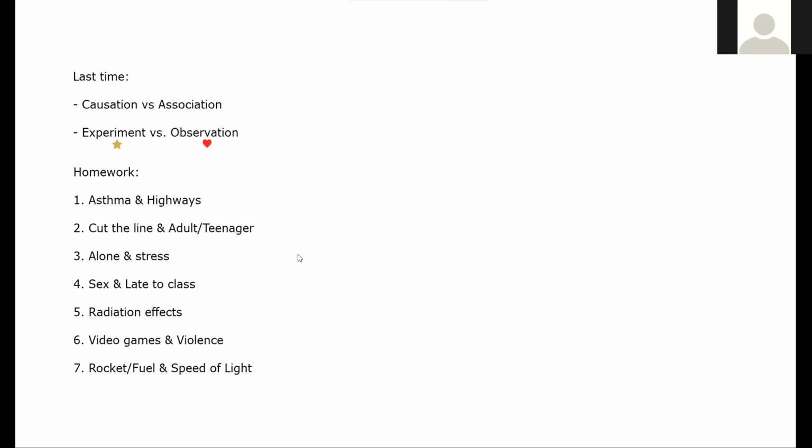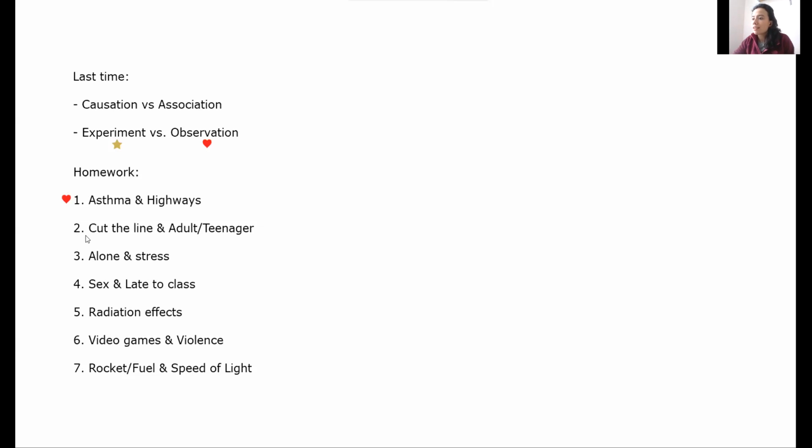Observation. An observation, why is that? Because you can't give people asthma. Yes, ideally you won't be giving people asthma, and so that means, well, it's unethical to expose people to risk, and so you are going to do an observational study. Oops, that's the opposite of what I'm doing here. You're going to do an observational study due to ethics.